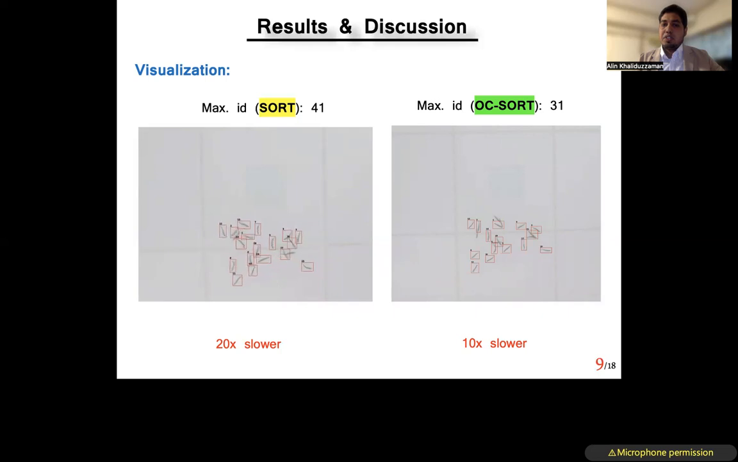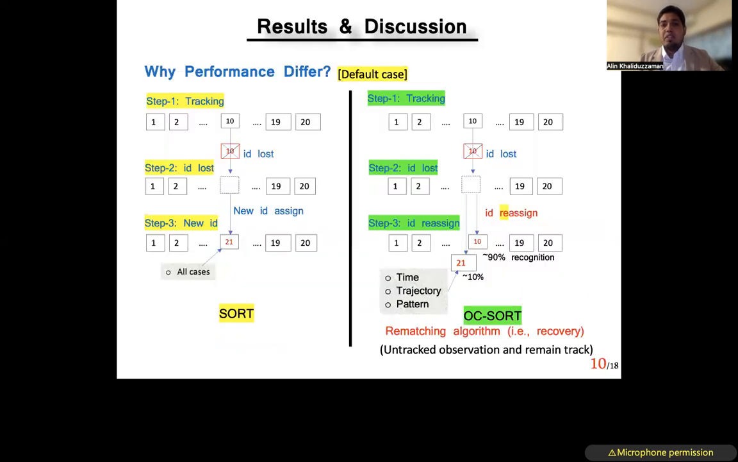And the OC SORT was able to reassign the same ID, but in the case of SORT, it failed to recover at the default setting. Let's explain how this occurs.